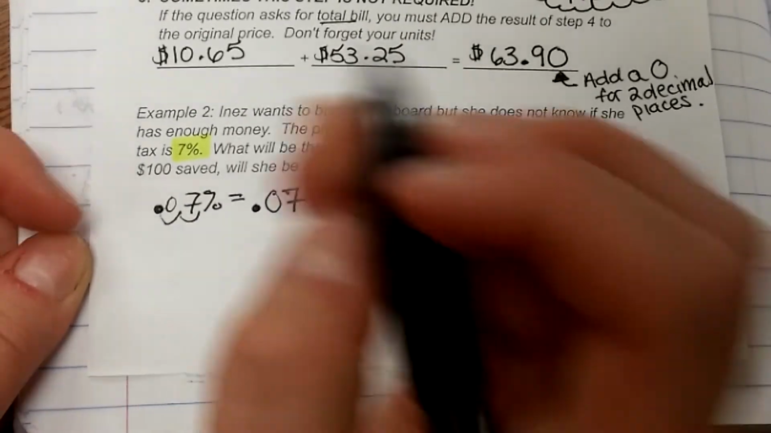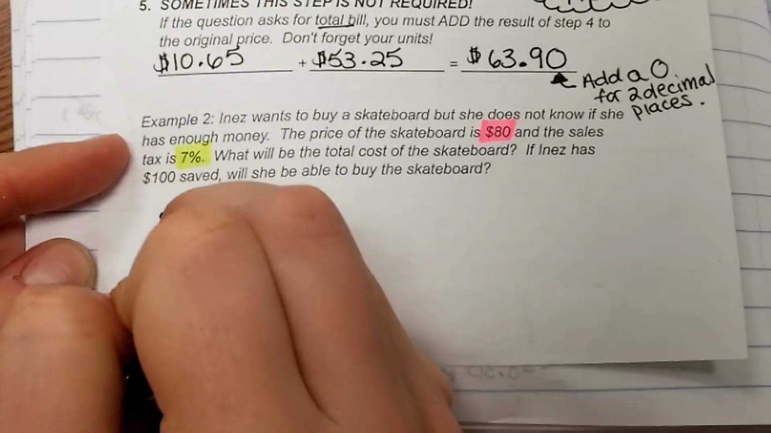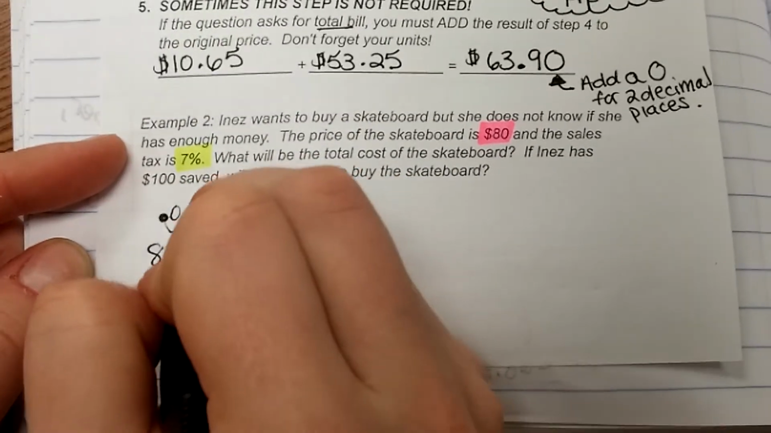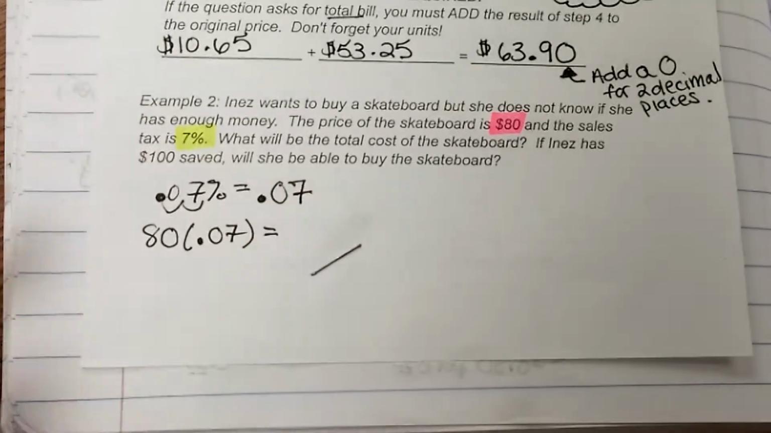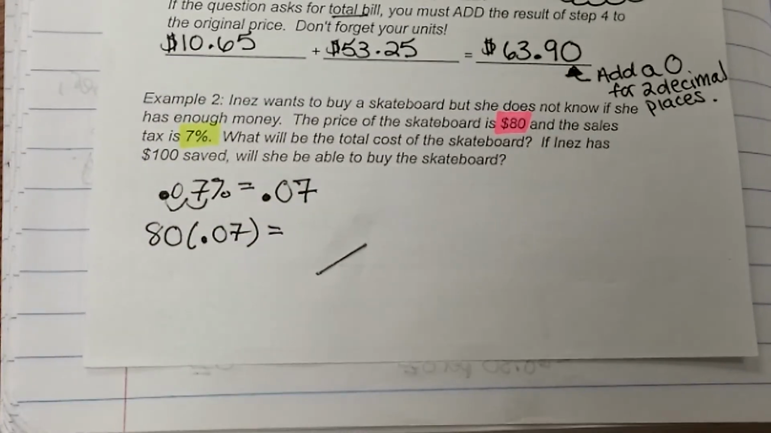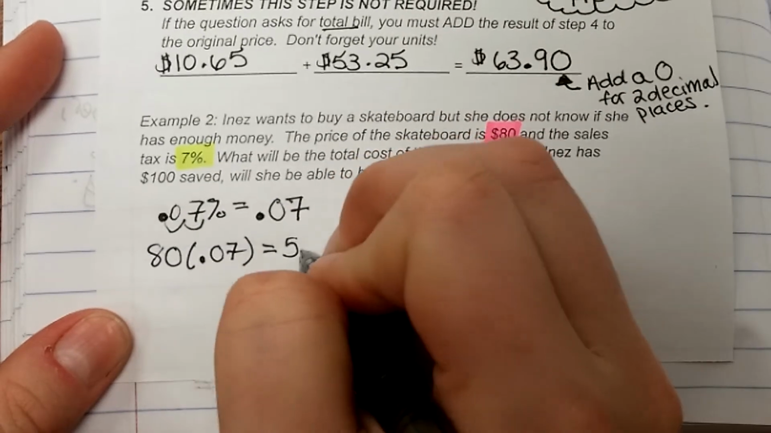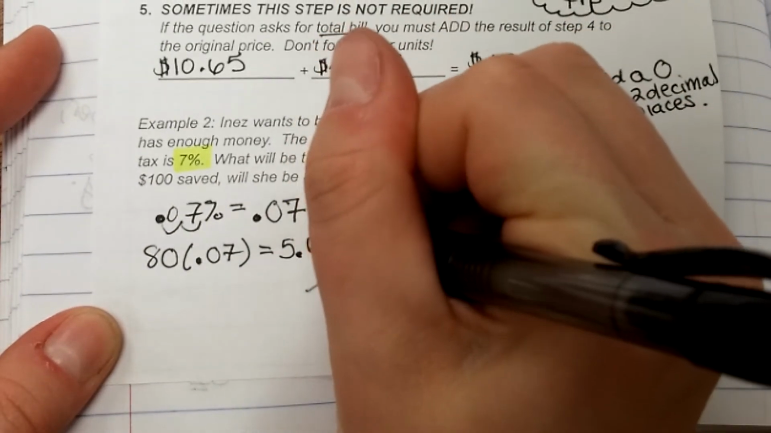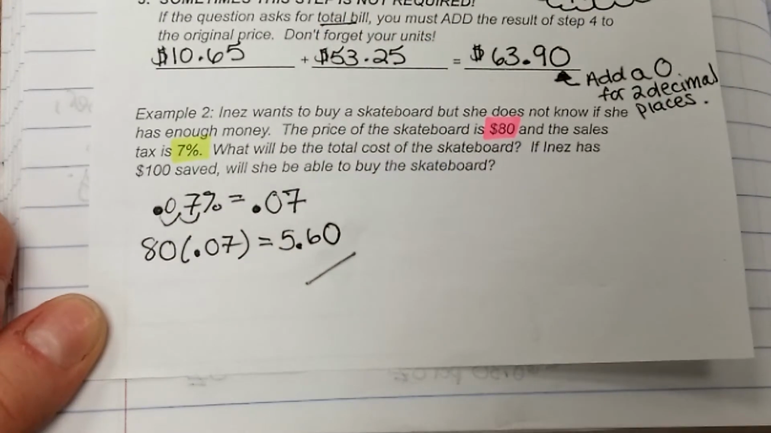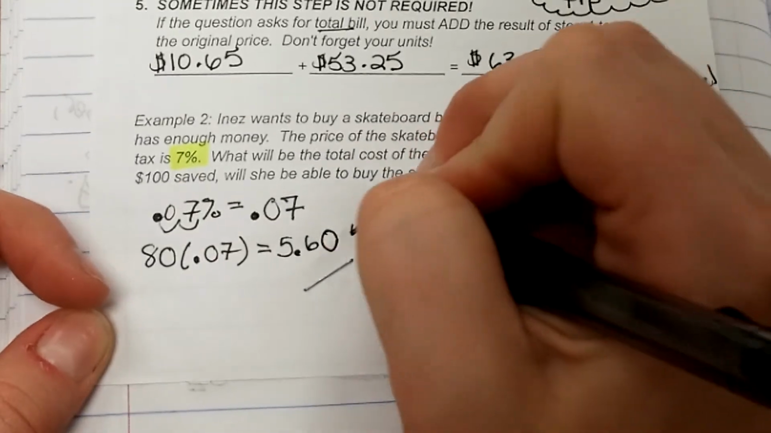Okay. Step 2, so I'm going to multiply these together. I'm taking my original amount, which is $80, and I'm multiplying that times 0.07. So 80 times 0.07 gives me 5.6. Now again, this is money, so we need to make sure that we're adding a 0 at the end for 2 decimal places. Okay, so this is going to be the amount of tax.